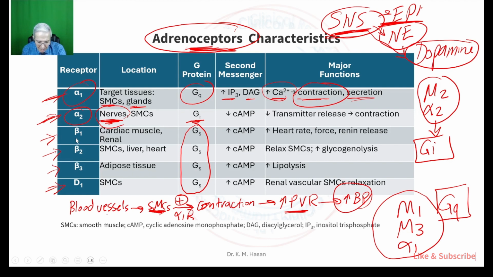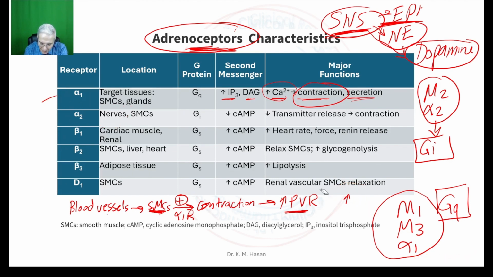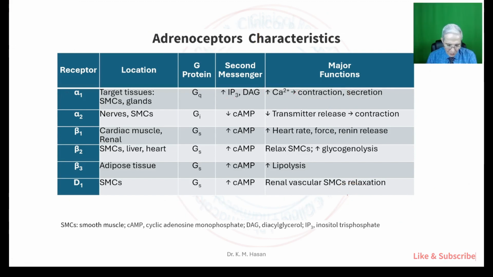Moving to the beta 1 receptor. Let me clean the board here. Speaking about beta 1 receptor, it is mainly available in two main organs: the cardiac muscles in the heart, and the renal. This receptor stimulates the Gs protein, increasing cyclic AMP. This will activate the heart, increase heart rate, increase heart contractility, and in the kidneys, increase release of renin.